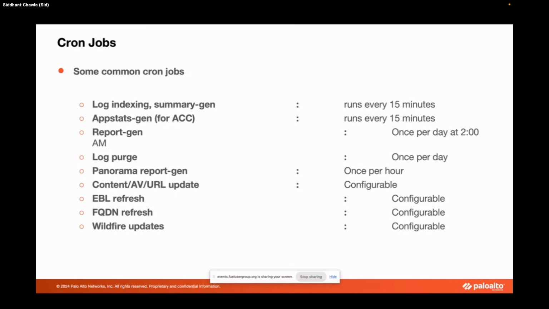Content, AV, URL update under the dynamic updates, this is configurable. Panorama report generation once per hour. EDL, FQDN refresh, and WildFire updates all are configurable. So you can set these as per your requirement. Once per day, once per 24 hours, once per week, once per month, whatever you like.